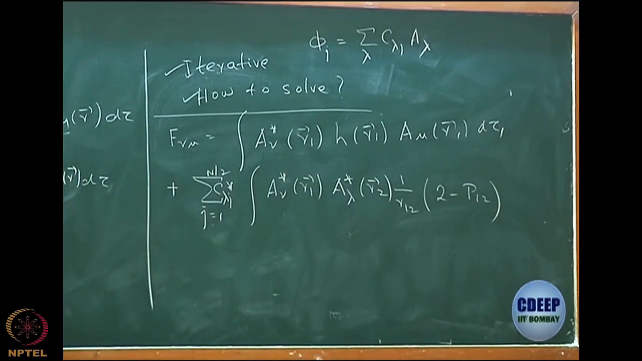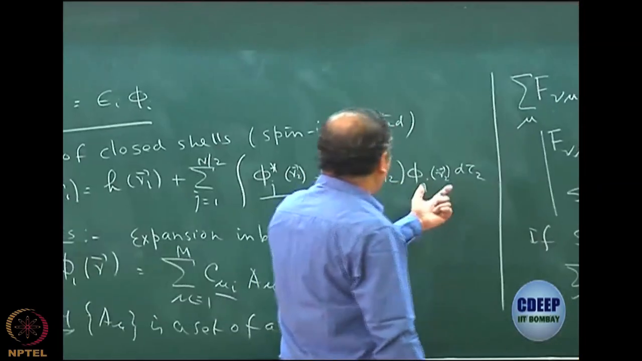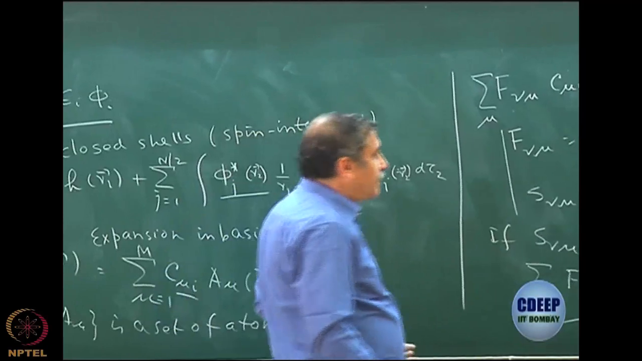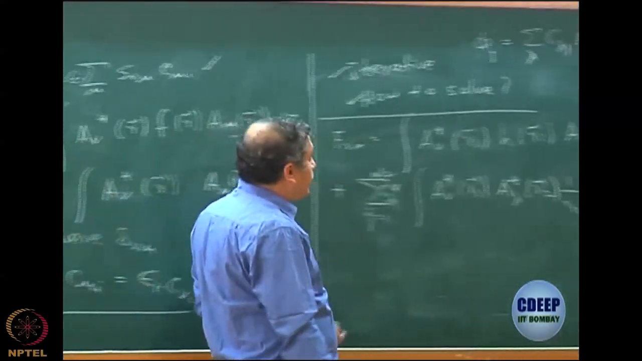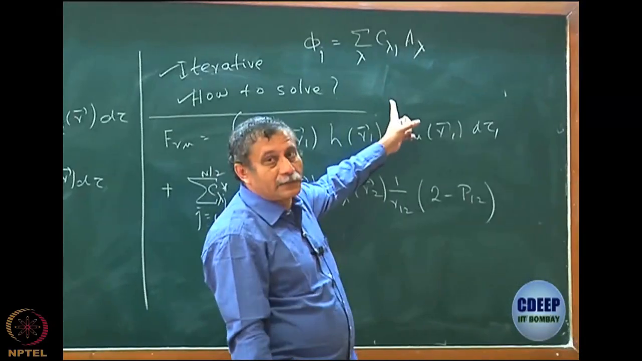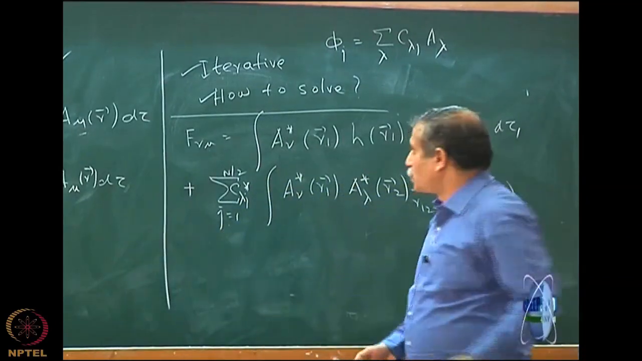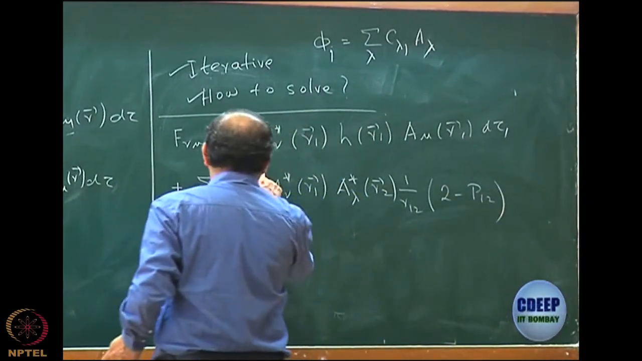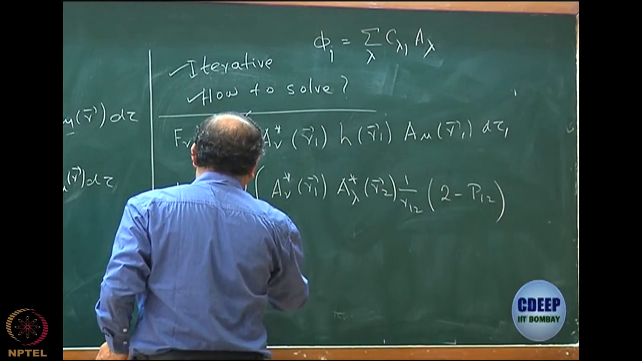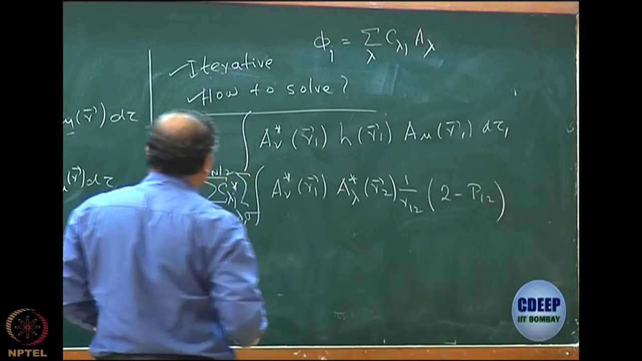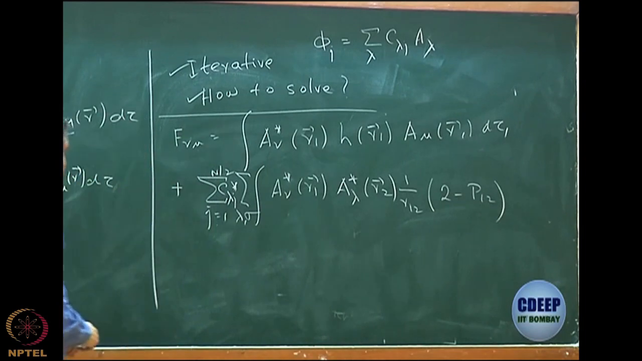And then let me integrate the d tau 2 by putting in another phi j. Remember this is again a phi j, but I can't use the same dummy variable. I must use another dummy variable, let's say sigma. So I put the sum over lambda, of course, has already come, and then I have a sum over sigma. Okay.